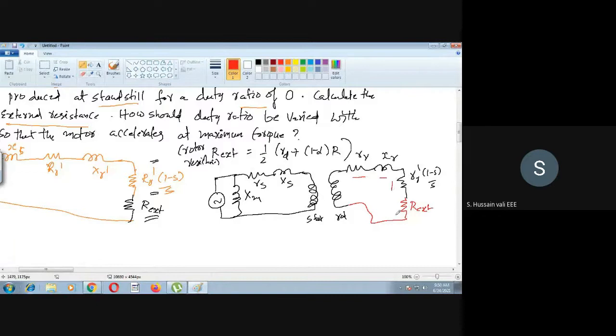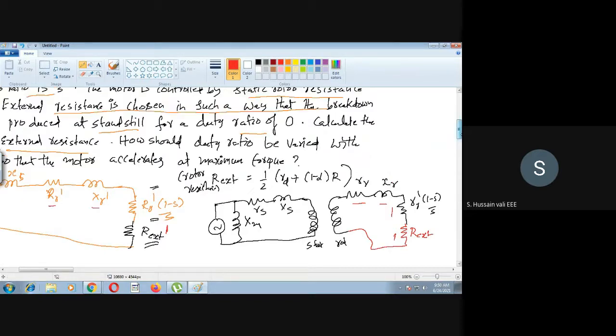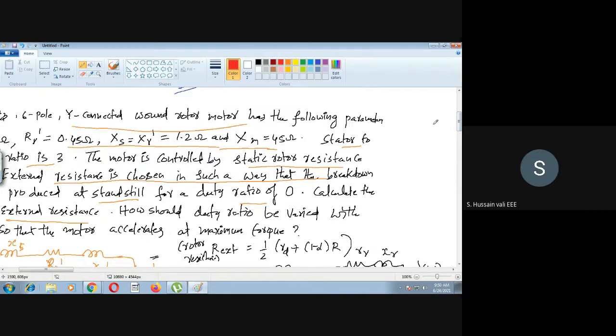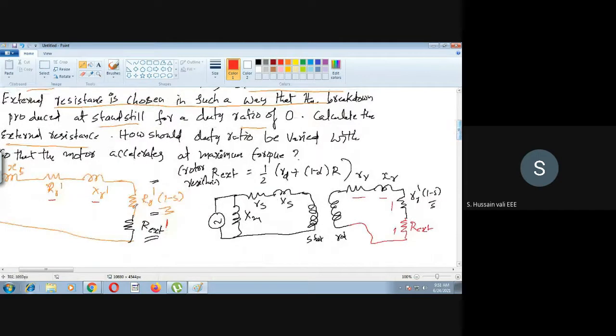Now all these four elements you are converting towards the stator. So I will write this also: R external dash, RR dash, XR dash, RR dash into 1 minus S by S. Everything we convert towards the stator side, and we put a dash on the values. One thing to understand: the RR dash and XR dash values he has given directly in the problem, so we don't need to do anything regarding these.